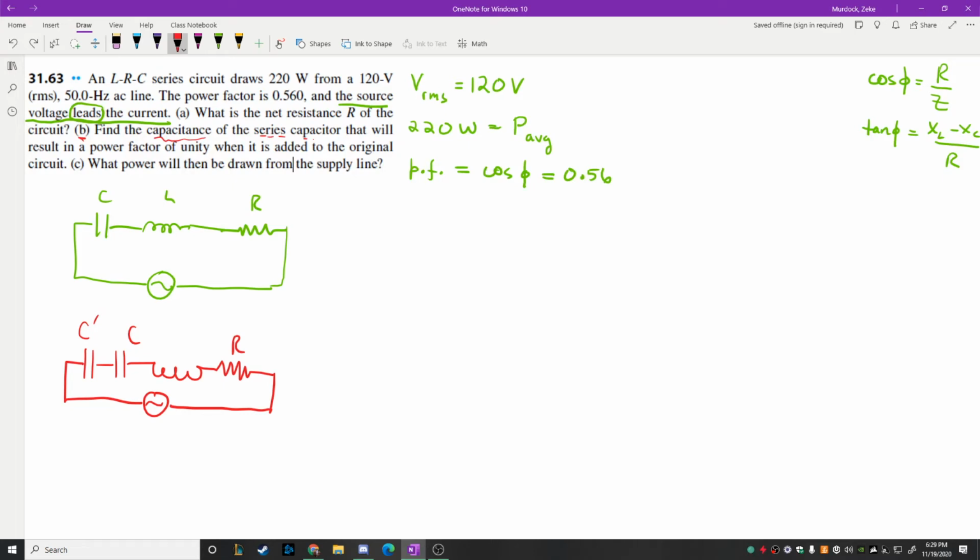So part A asks to find the resistance. Part B wants you to calculate the value of C prime such that cos phi becomes 1. Basically phi goes to 0. And then so on and so forth. So that's kind of the question. Don't worry about part C, because once we get part B, we'll be able to solve for part C anyway, okay? So take about 5 minutes or so and just see what you can solve here.